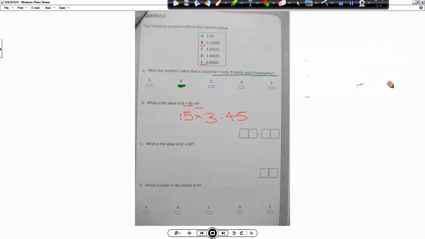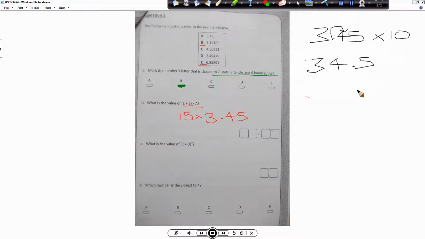Okay, 3.45 times by 15. Any suggestions on how we do this calculation nice and quickly? First of all, we multiply by 10. Good. If we multiply by 10, what does it become? 34.5.